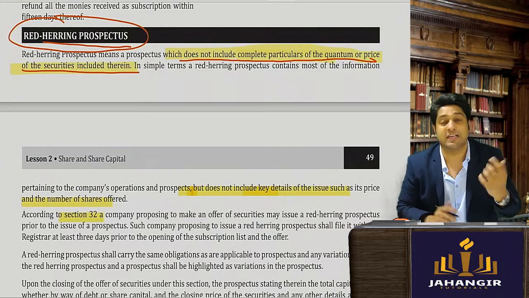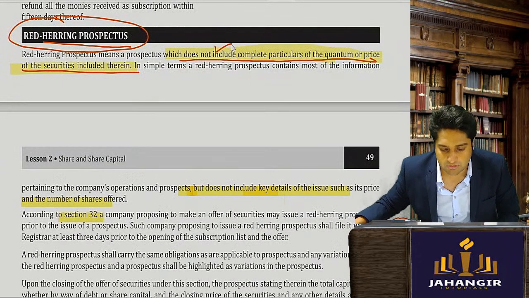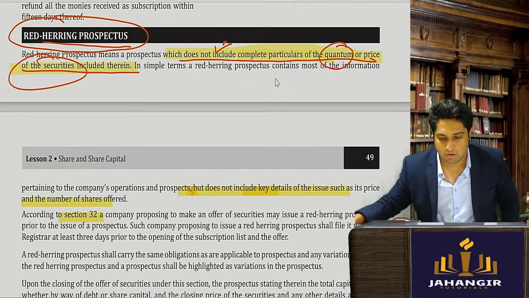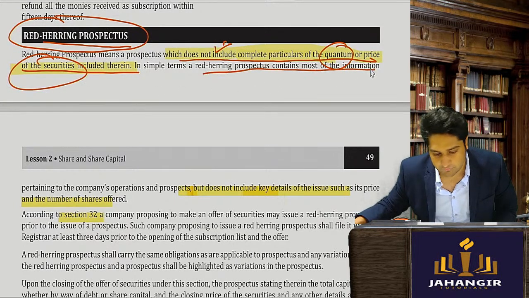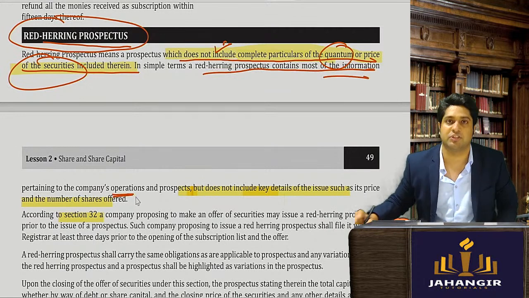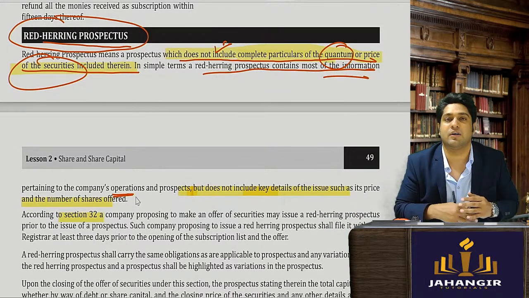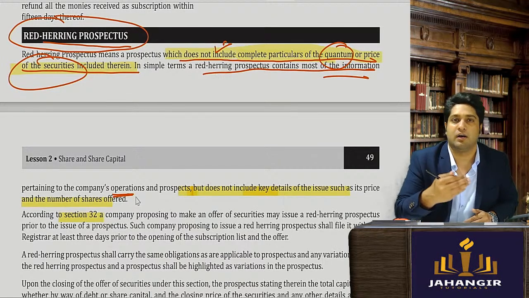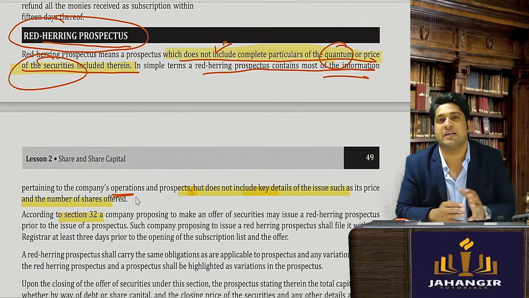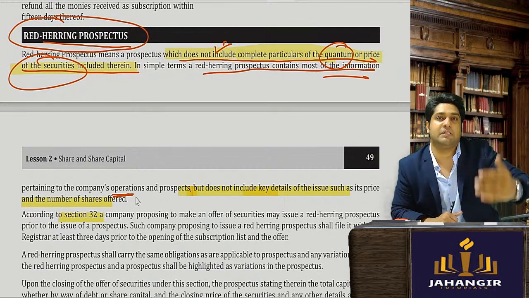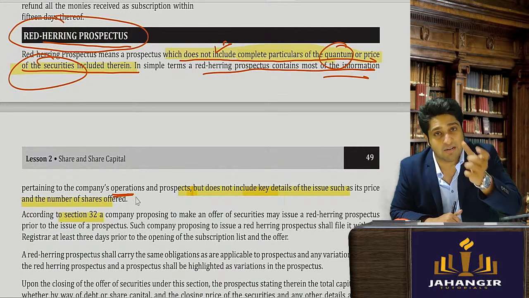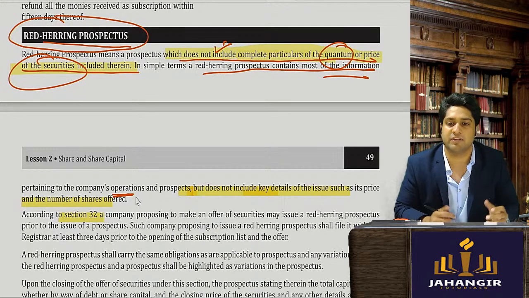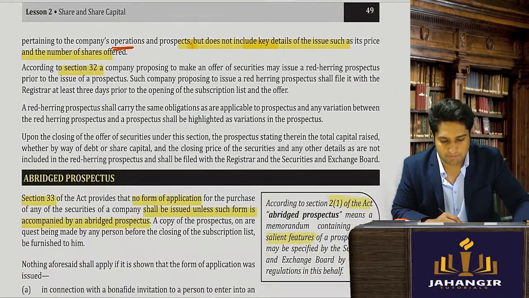Now let's read from the module. It does not include the complete details of the quantum or the price of the securities therein. Red herring contains most of the information pertaining to the company's operations. So it will be like a document which you try to pitch to the shareholders: buy my share, these are the details. We try to create a demand. Before even launching the real price, they try to market it by issuing a red herring prospectus, giving them all the highlights of your company.